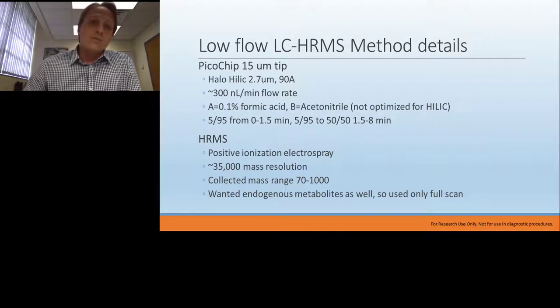Now switching to high resolution, we also decided on low flow. So now we're changing two things: a low flow separation HILIC approach using a different source, and the same separation characteristics, with about 30,000 mass resolving power and collecting a wider mass range of, say, 70 to 1,000 in positive ion only. This would allow us to get the endogenous metabolites, but also target the metformin compound of interest.